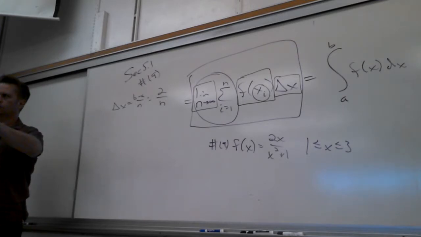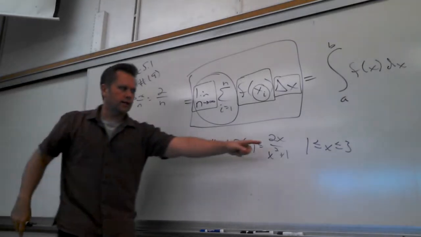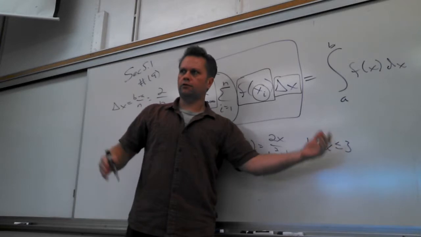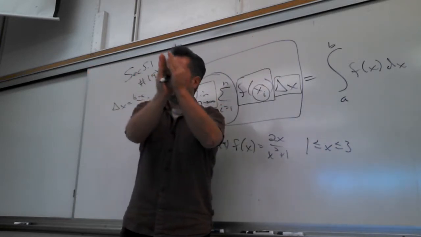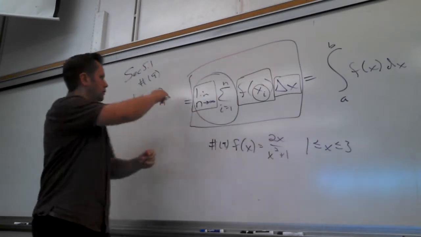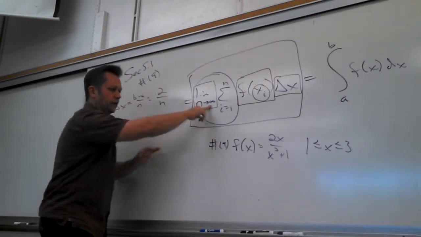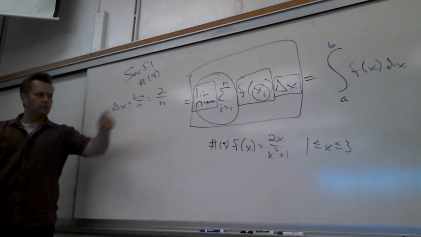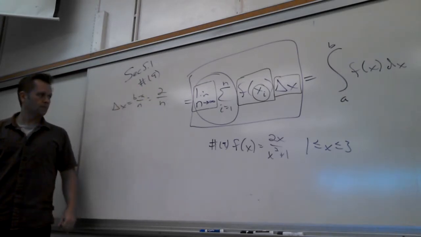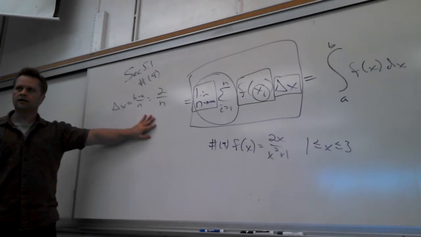Is that cool? How wide is this area that I'm interested in? 1 to 3, it's 2. So if I wanted 8 rectangles, they have to be 1/4 wide to all fit in there, right? That's exactly what it is. So how many will I eventually want? Infinity, but don't worry about that yet. You don't have to worry about it to set this up. That would be a last step. So that's delta x.